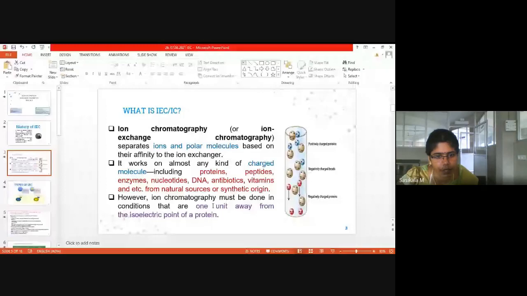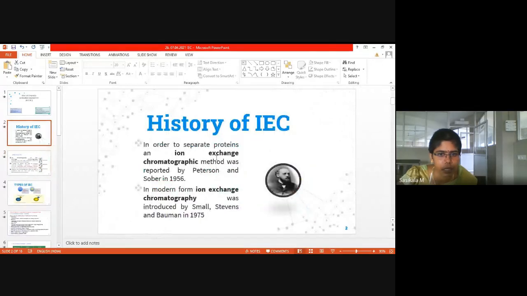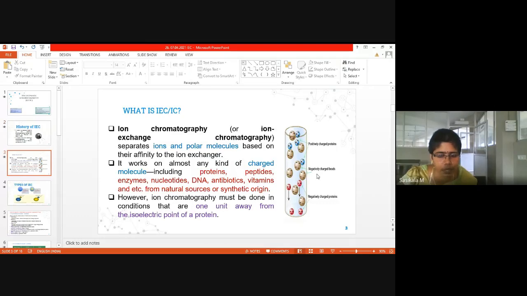And when ion exchange chromatography is used, under what condition will it separate? It separates based on the isoelectric point of a protein. Since this chromatography was developed for protein separation only, even in the history it is shown that proteins were separated in 1956 by Peterson and Sober. So it is applicable for protein separation. Proteins have an isoelectric point.